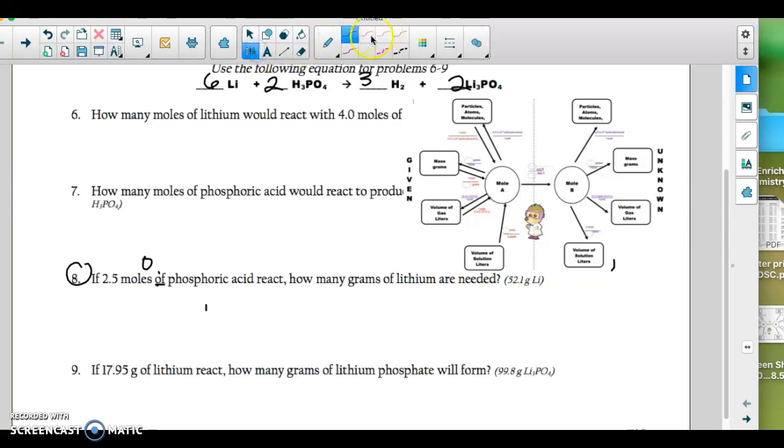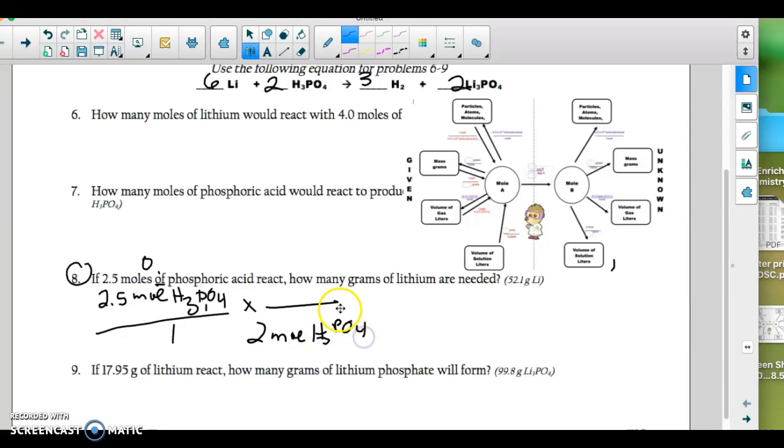So, as always, start with your first substance that you're given over 1. Then I'm going to do my mole-mole ratio, 2 moles of phosphoric acid, and I'm going to lithium. This is lithium. So 6 moles of lithium. So I'm right here. Now I'm going to do the molar mass and get to grams.